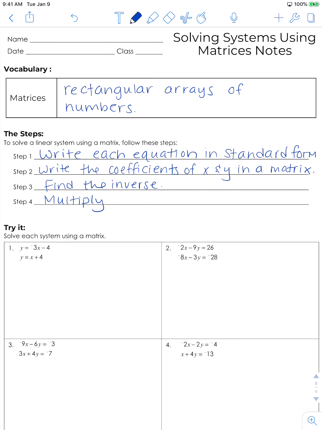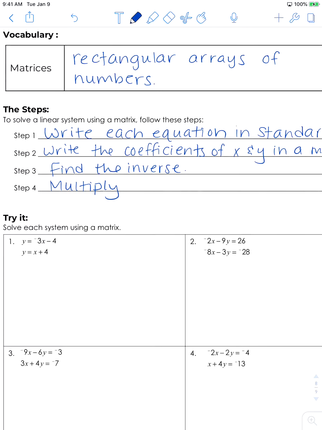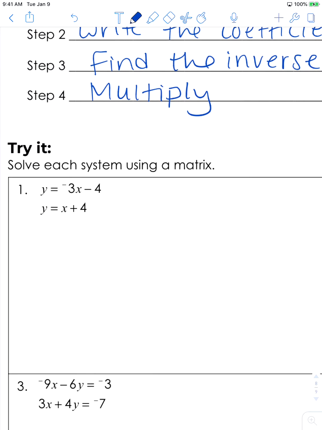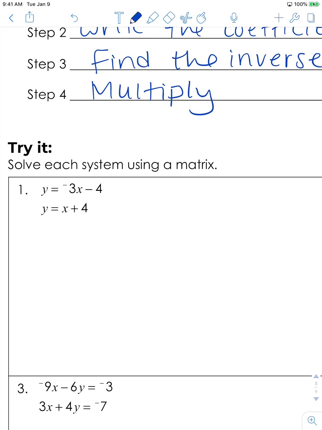So if you'd like to pause the video and go ahead and copy down the vocab and the steps, then you can do that. But working through this will make it so much easier. So I'm going to zoom in while still reading through the steps. So step 1 is to rewrite each equation in standard form.